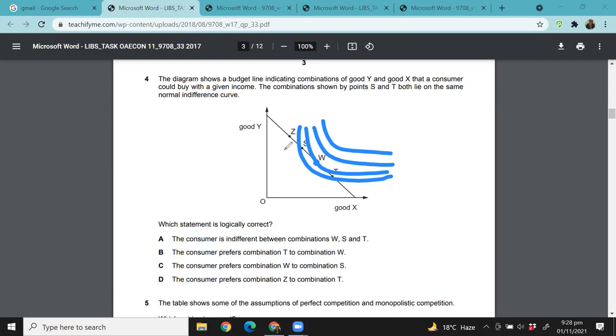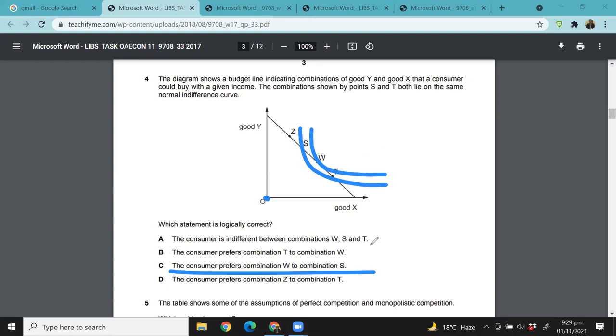I repeat. So if S and T are lying on the same indifference curve, which means the indifference curve looks like this, right? Now, if W will lie on a higher indifference curve, because we know indifference curves are always parallel. And the more you move up or right, the more preferred an indifference curve is. Any indifference curve that is further away from the origin is the one that is more preferred. So W is lying on a higher indifference curve compared to S and T, right?